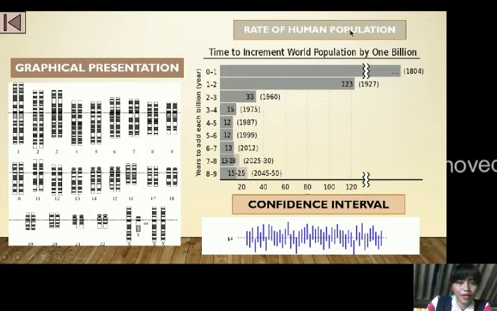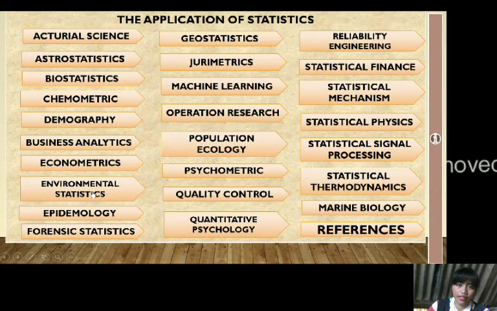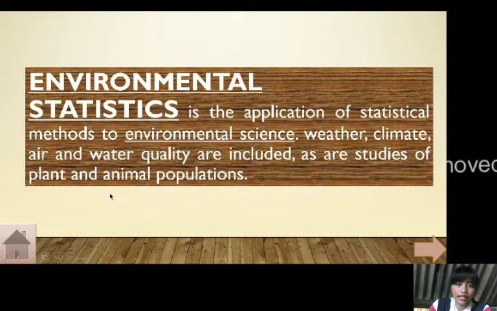So here are the examples of statistics here: graphical presentation, rate of human population, and confidence interval. So that is the use of statistics in econometrics. So next we have here the environmental statistics.